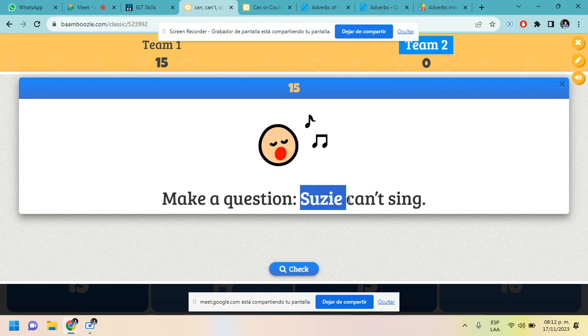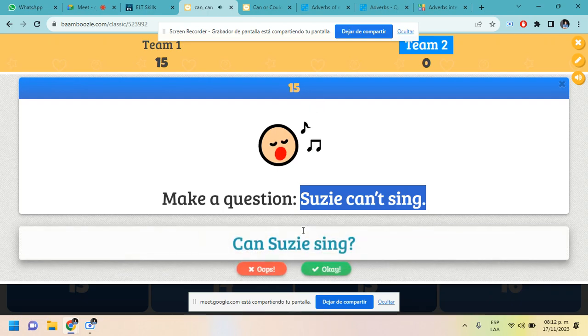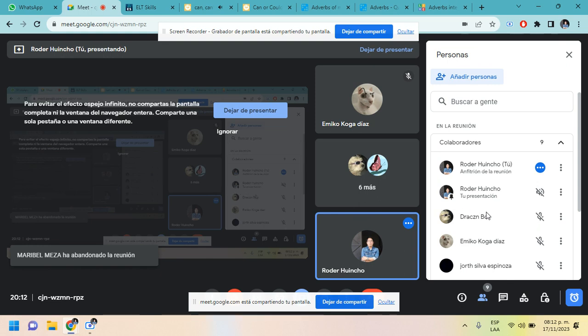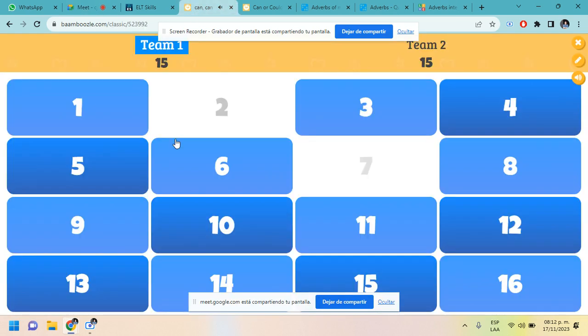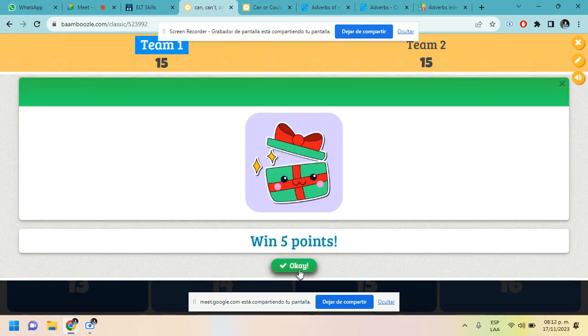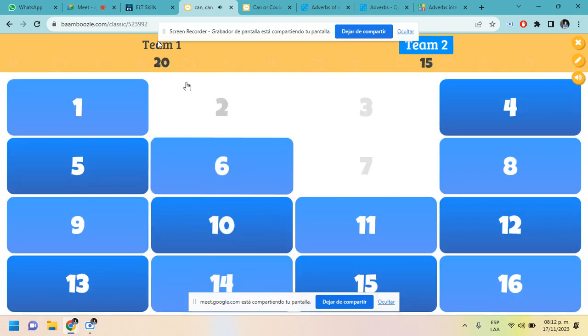This question is in present or is past tense? Tell me, is it in present tense or past tense? Present, very good. And the question is, can Susie sing? No, present. George, please tell me a number. Three, okay. Oh, you are good luck. No question for you.